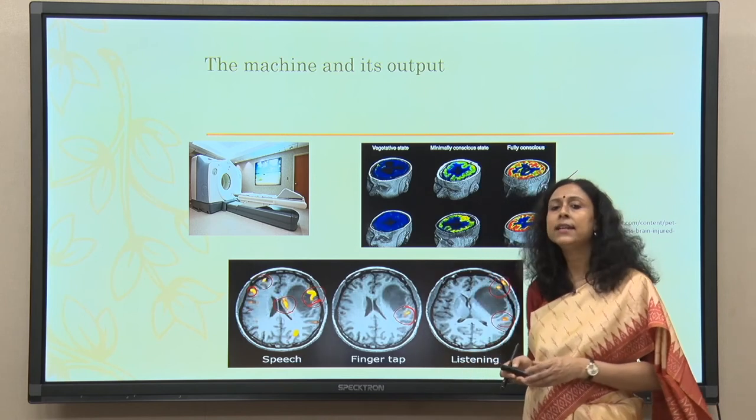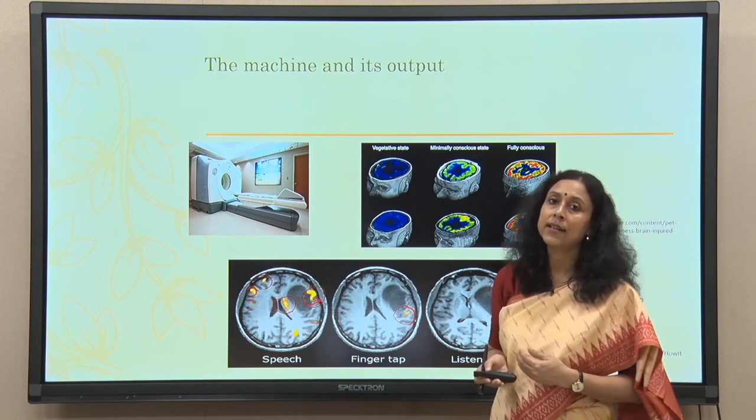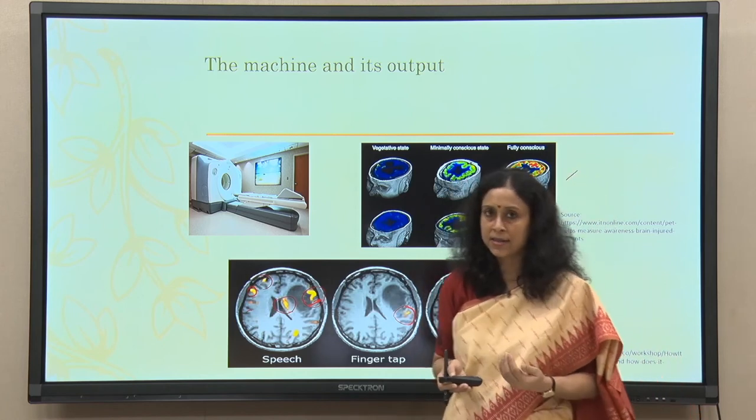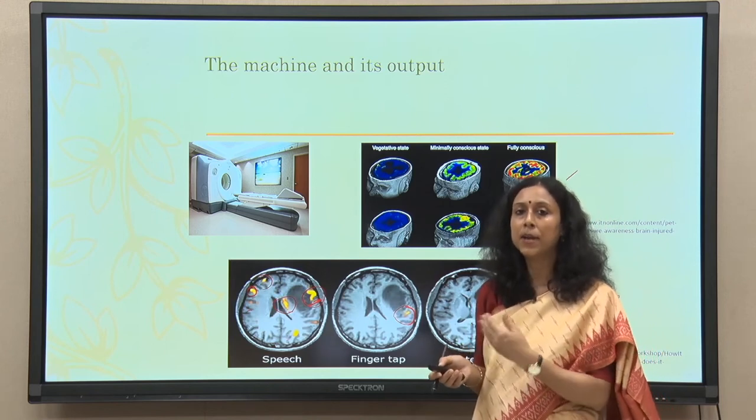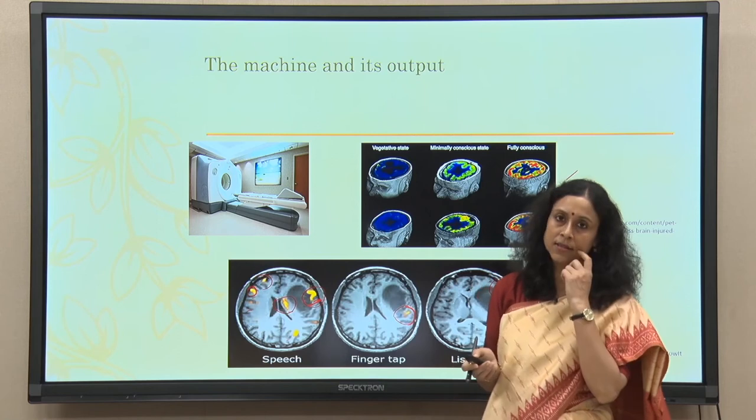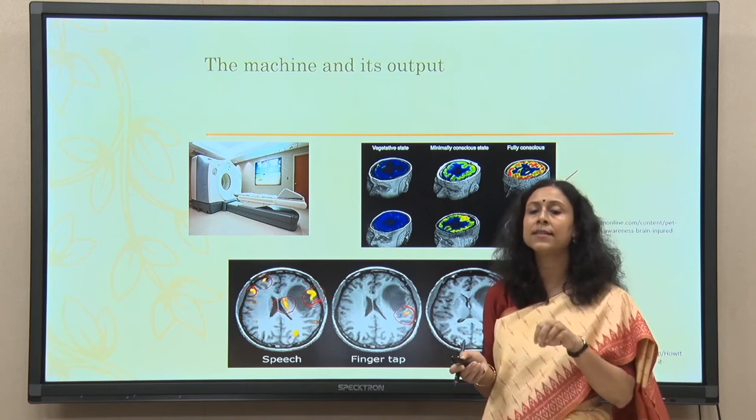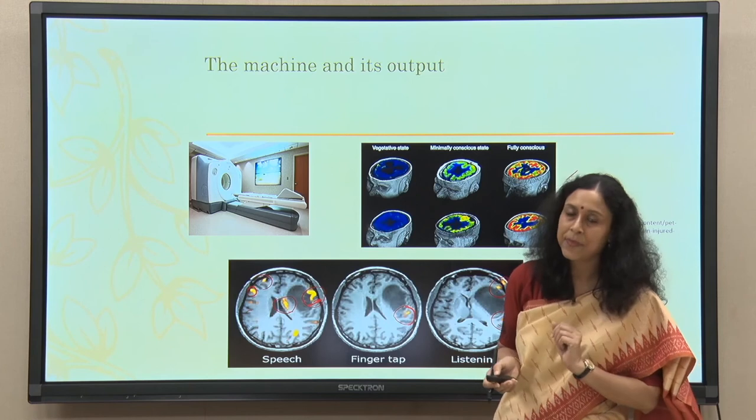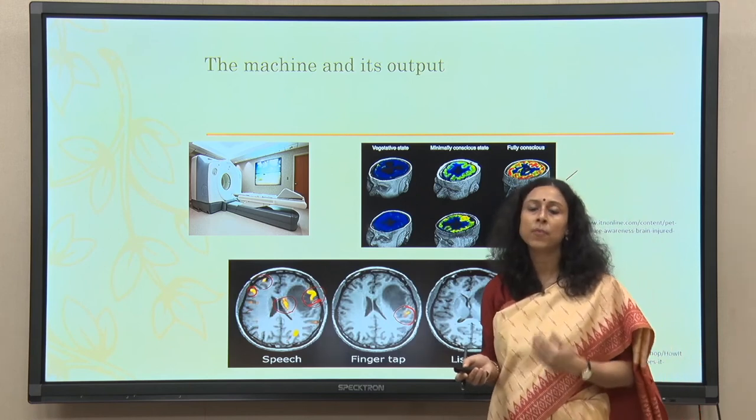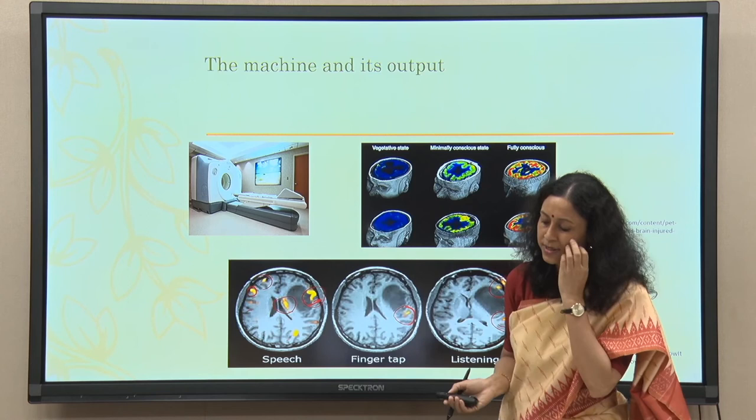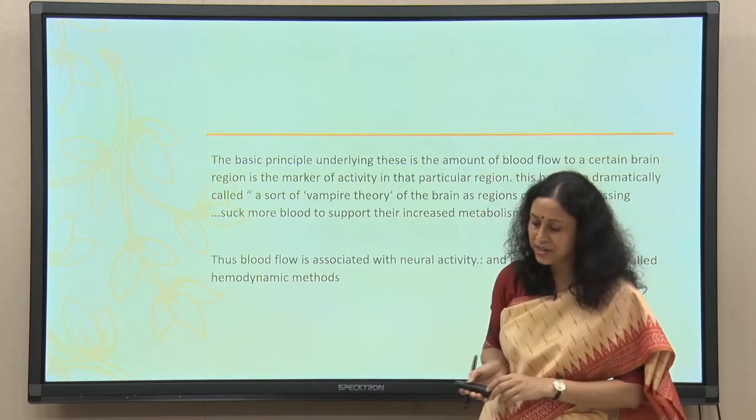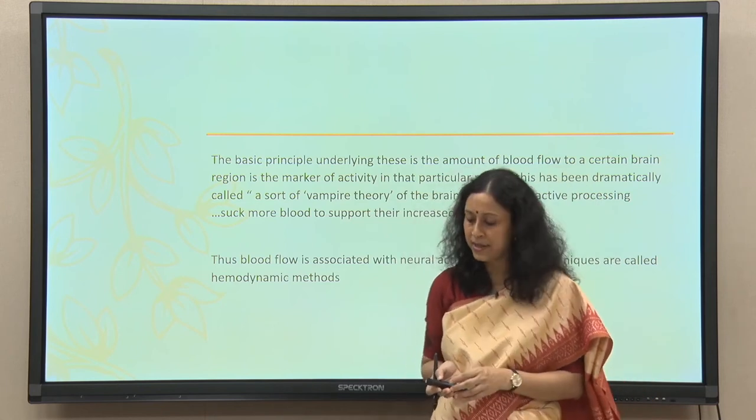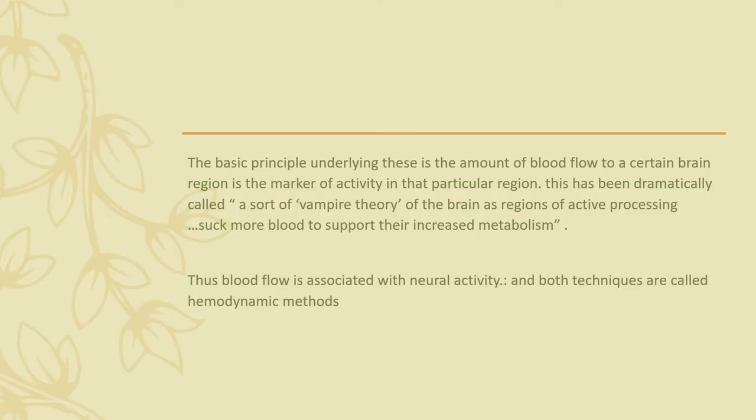So, this is an indirect way of understanding the brain's activity and mechanism. Why indirect? Because we are dependent on the level of blood flow to that particular region. This is an indirect method because we do not know what the brain is actually doing. All we know is that it is active, because it has gotten more blood flow, and as a result we get these kinds of signals. The basic principle underlying these machines is the amount of blood flow to a certain brain region, and that is the marker of activity.